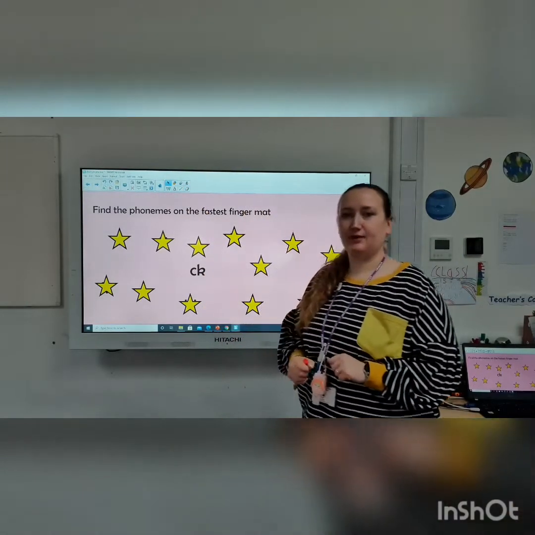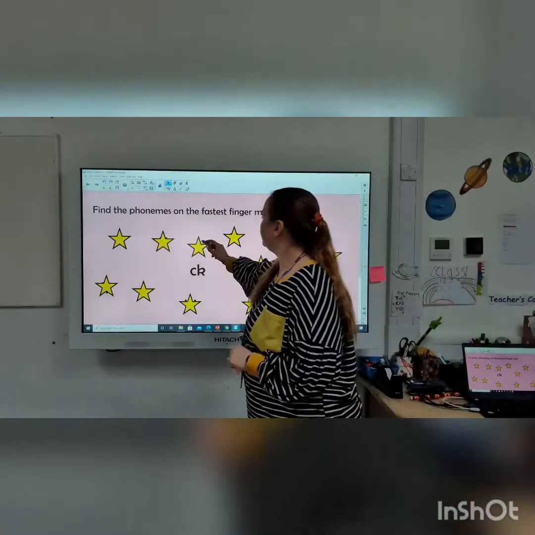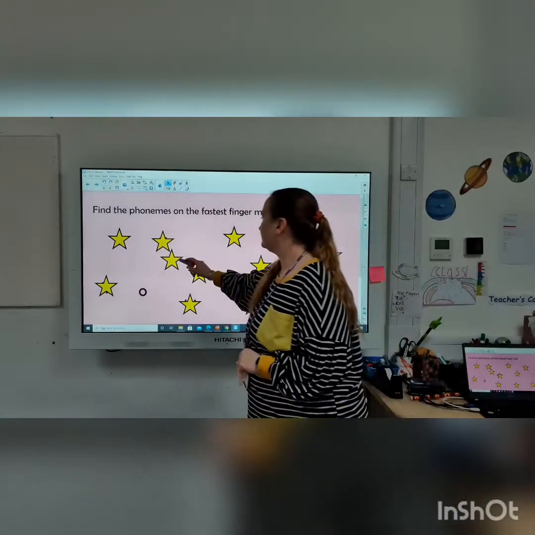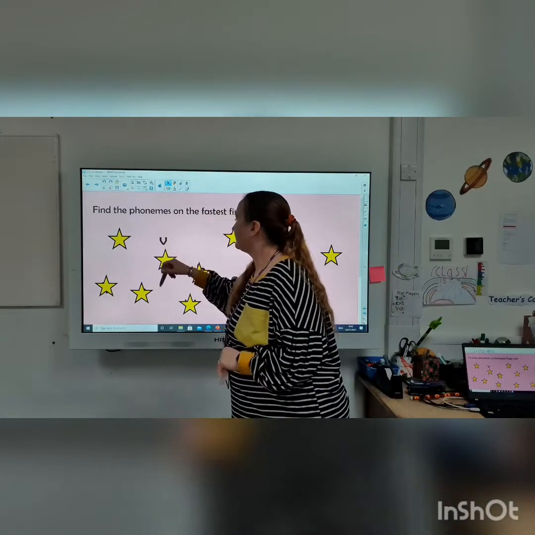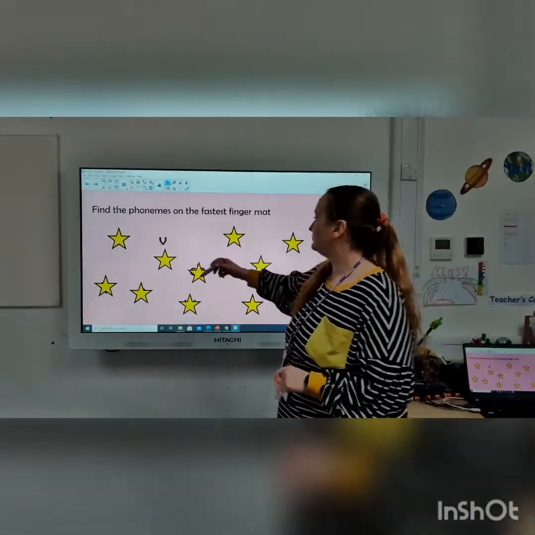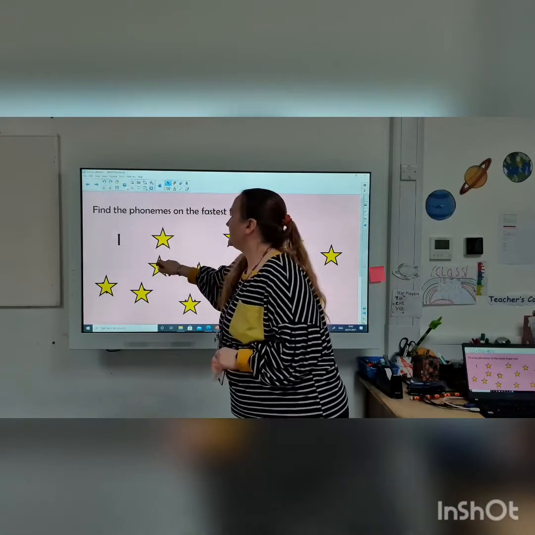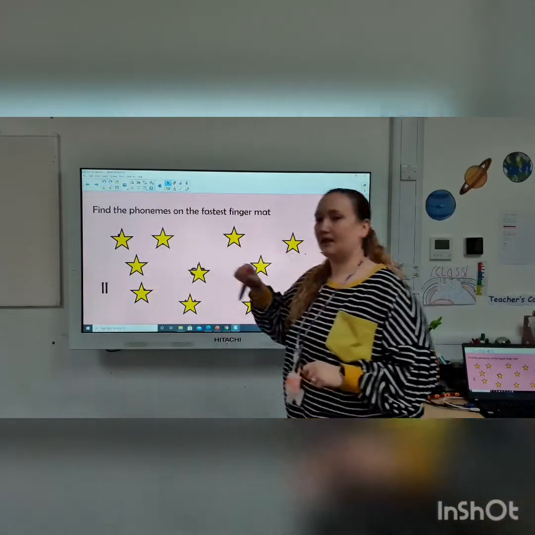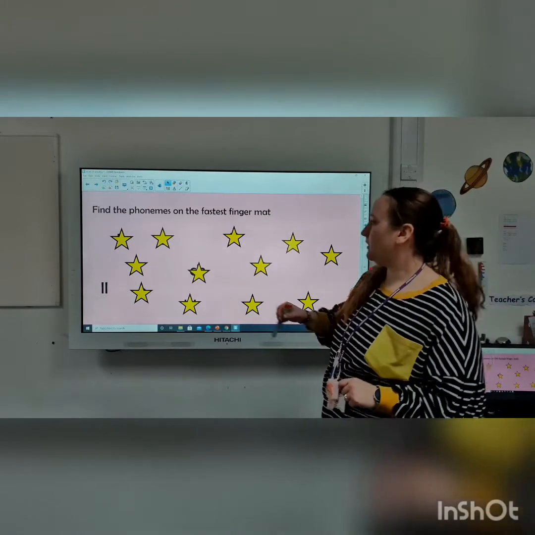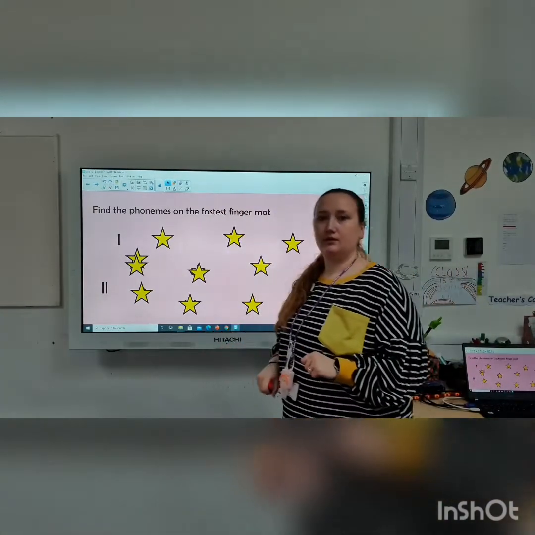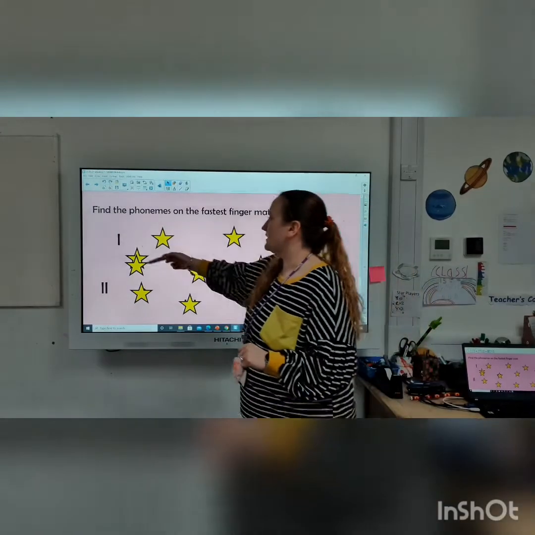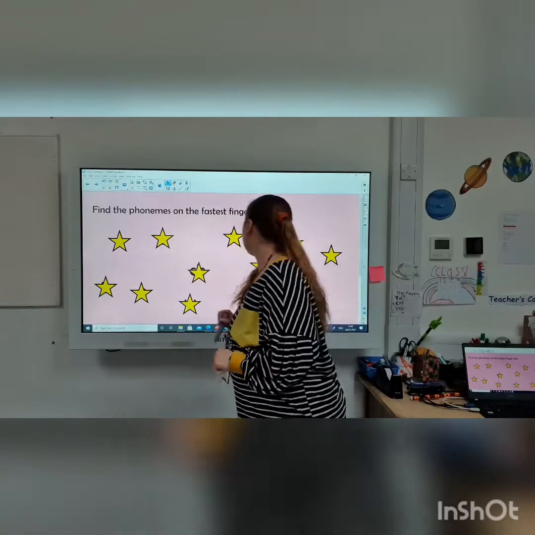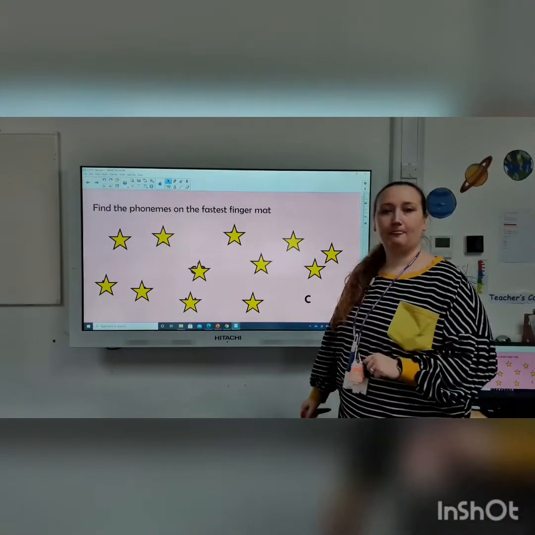What is this one? This one? V. This one? And again, what is this one? This one's the same sound as well, okay? These both make the same sound, don't they? So we've got the single letter here and then the digraph, okay? So this one's got two letters, but it's that same sound.